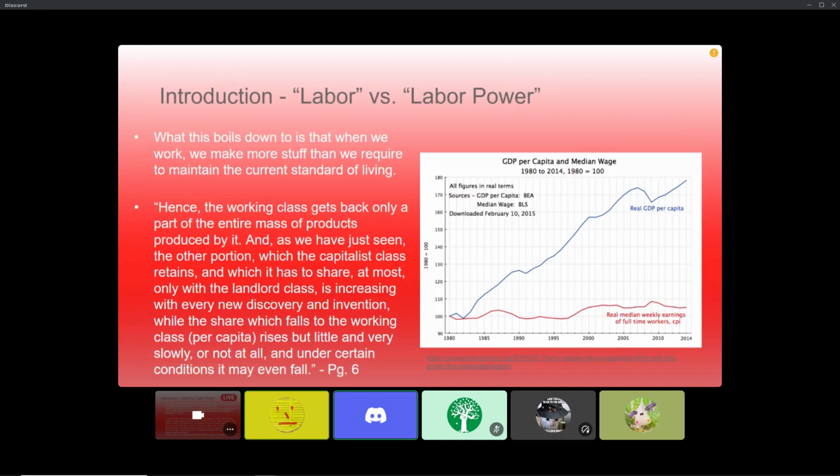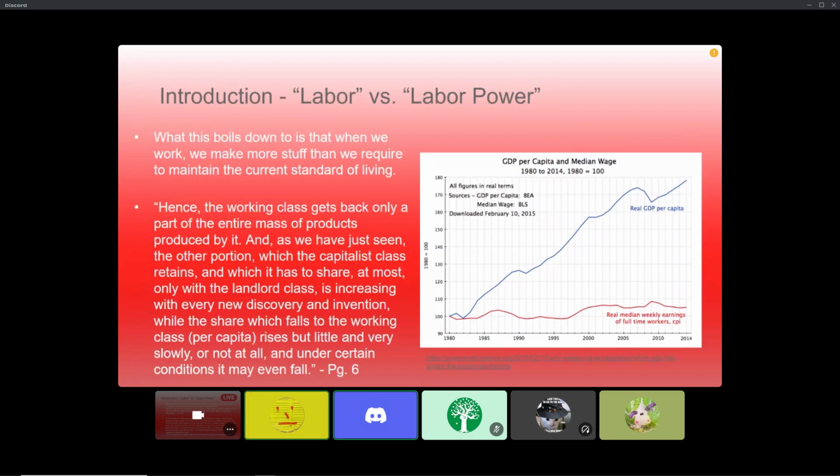Okay. So I'm going to chunk the quote up and explain each part because it is a long quote. "Hence the working class gets back only a part of the entire mass of products produced by it." And what he's saying there is, like I mentioned, everything we have in this society that is the product of human labor has been created by the working class, by people who go to their jobs and get paid a wage and do work at that job. But you don't receive back all of that value created by that labor.